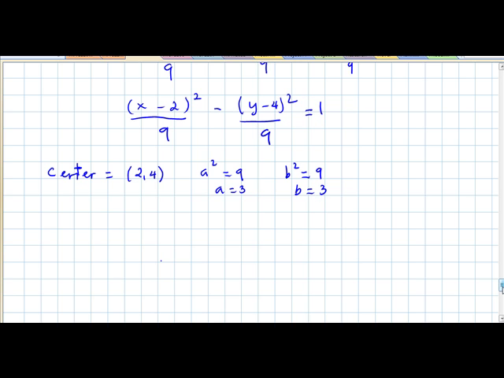I'm going to find c, so that from there I can get the rest of my points. c will be the square root of a squared plus b squared, which is 9 plus 9, which is the square root of 18. Simplifying, this is 9 times 2, the 9 coming out, so I have 3 times the square root of 2, which is approximately 4.2.